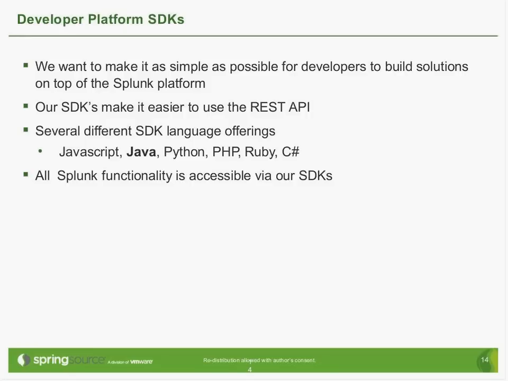So the REST API exposes all these hooks into using Splunk. We want to make it as simple as possible to use that REST API. So to do that, we build SDKs on top of the REST API, and we've built these in 6 different languages at the moment. We have JavaScript, Java, which we'll be focusing more on in this talk, Python, PHP, Ruby, and C#. And as these are just a layer of abstraction on top of the underlying REST API, all Splunk functionality is accessible via these SDKs. We're just trying to make it simpler for developers to use the Splunk REST API.